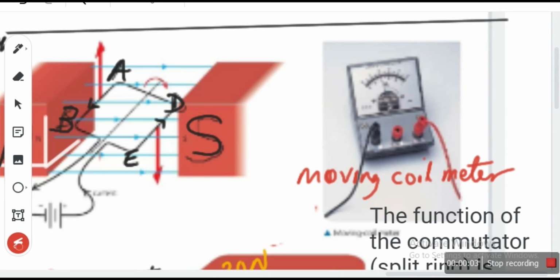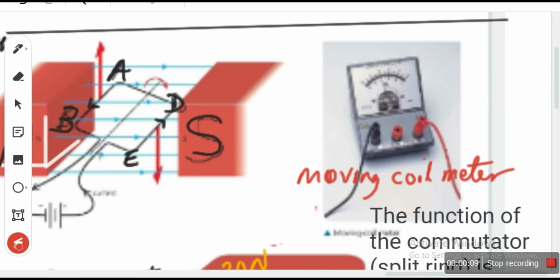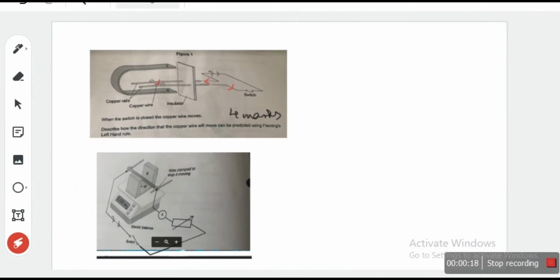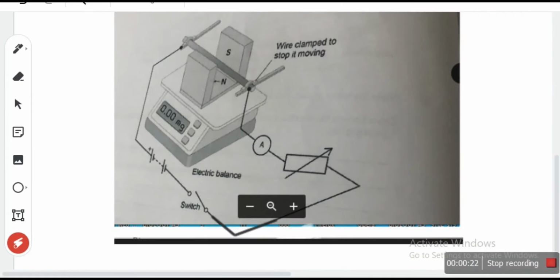You see, this motor effect can also find application in all moving coil meters, like your galvanometer, ammeter, voltmeter, with a coil. Something like this can help to illustrate it. Let me see this question very quickly. Look at this question.